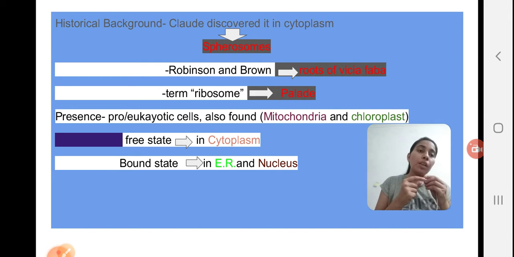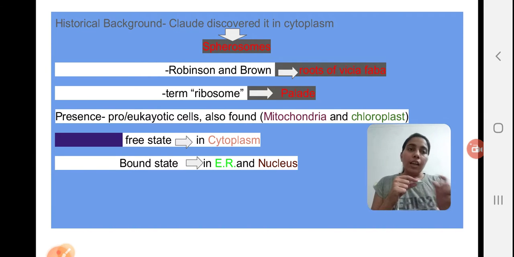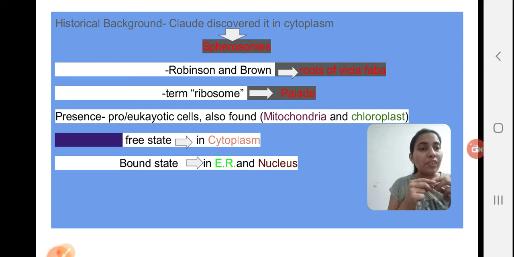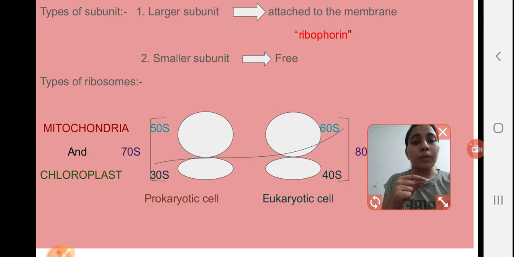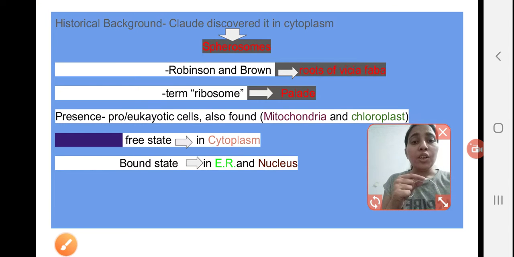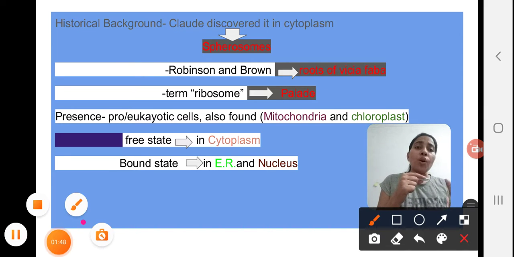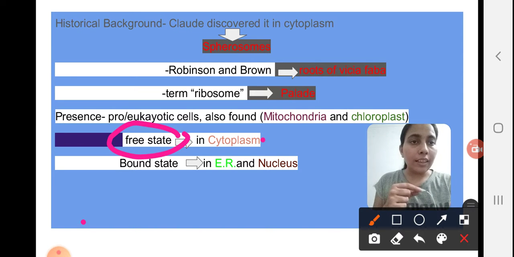Next we are going to see its site. Ribosome is found in both types of cell, prokaryotic as well as eukaryotic. It is also present in the organelles mitochondria and chloroplast. In the cytoplasm it is freely present, not attached to any membrane. It is freely present in the cytoplasm.